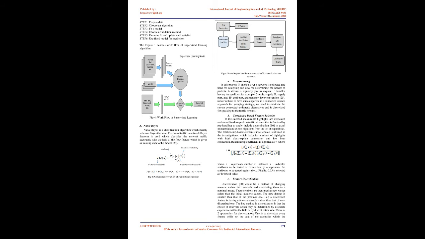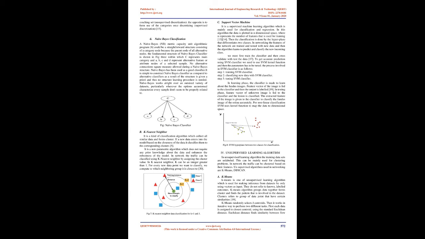B. Correlation-based feature selection. In this method, statistical features are extracted and used to represent traffic flows, which is done by pre-processing to apply feature selection to remove irrelevant and redundant features from the feature list. The correlation-based feature subset selection is used in the experiments, which looks for a subset of features with high class-specific correlation and low inter-correlation. The correlation coefficient is denoted as R, where n represents the number of instances, x indicates the attributes to be tested for correlation, and Y represents the attributes to be tested against x. Finally, 0.75 is selected as the threshold value.